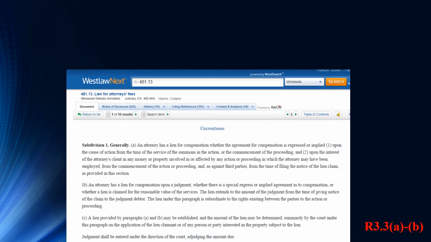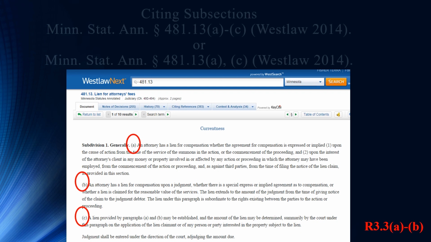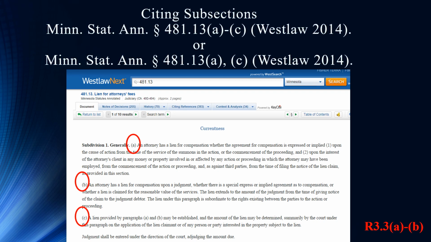Now, what if you would like to cite to subsections within that statute? Note that the statute contains 3 subsections, A, B, and C. If you would like to cite to all 3 subsections, you would simply include an A-C following section 481.13. Note there is no space in between the 13 and the A.